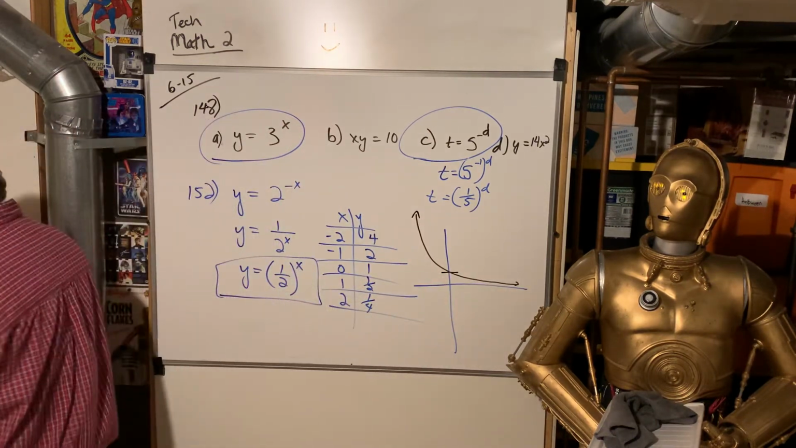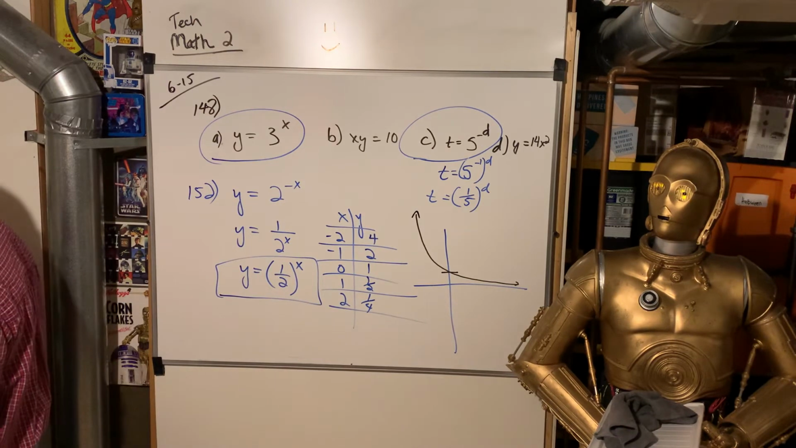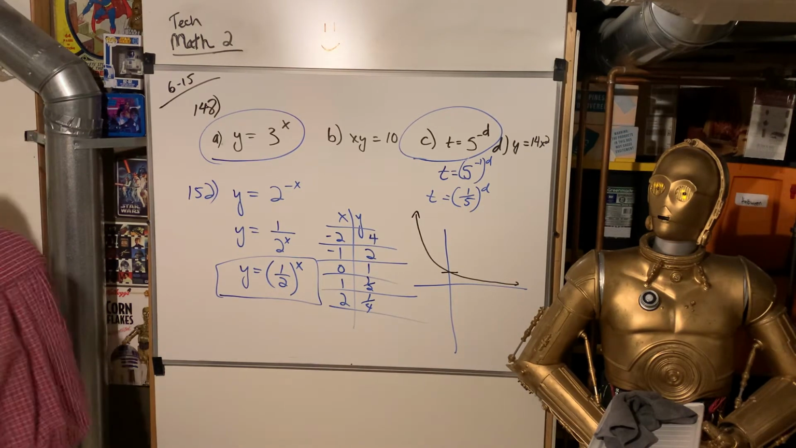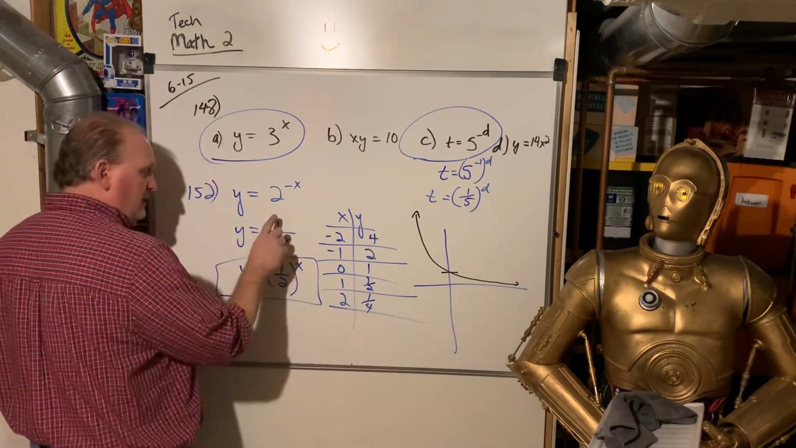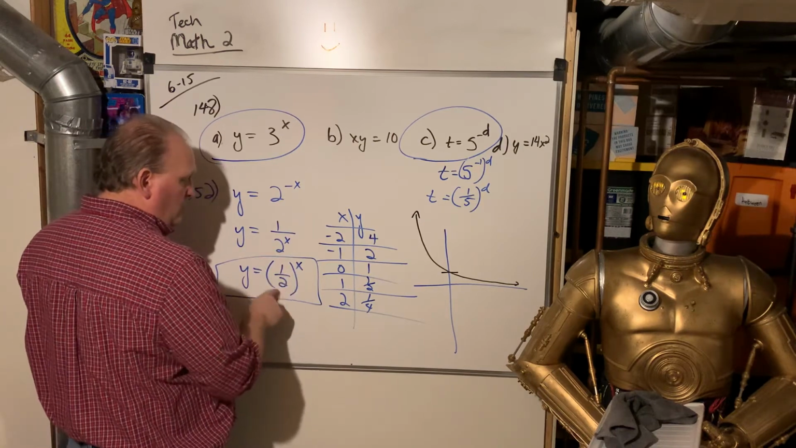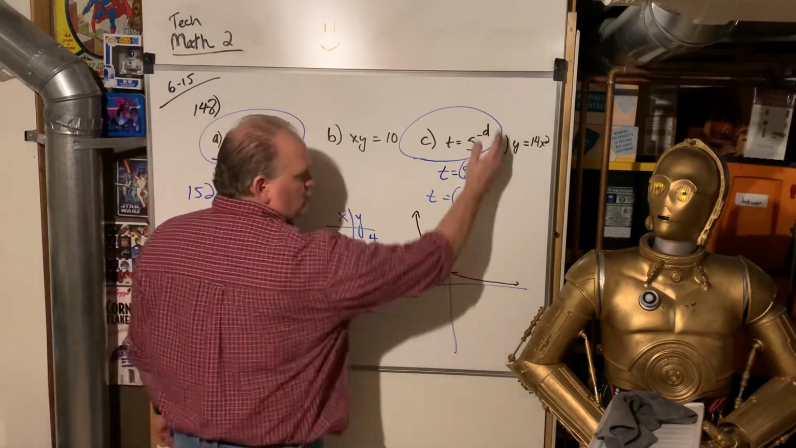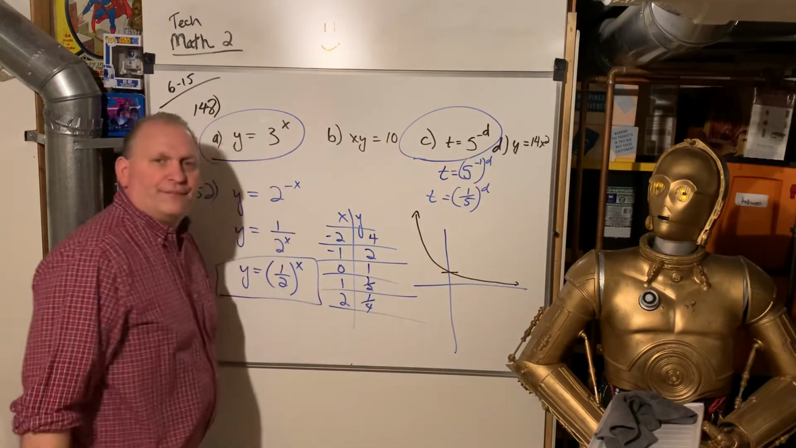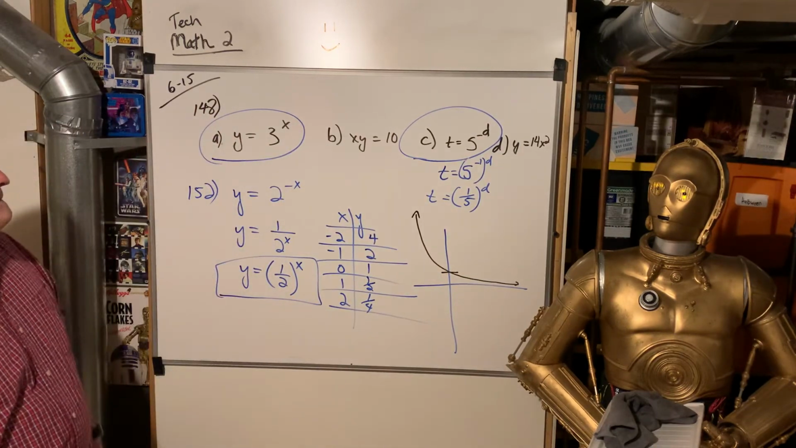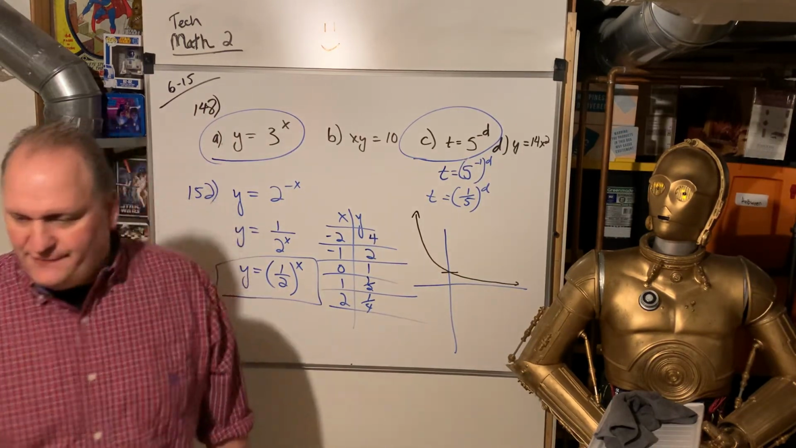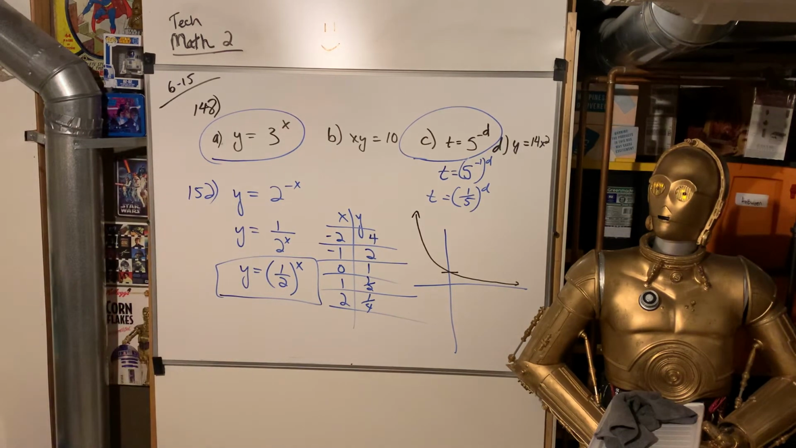And so they have that graph on there too. So exponential growth, exponential decay. If that base were a number bigger than 1, then it would have gone like this and gone up instead of down. Okay. So that is 6:15. Oh, and that concludes chapter 6.